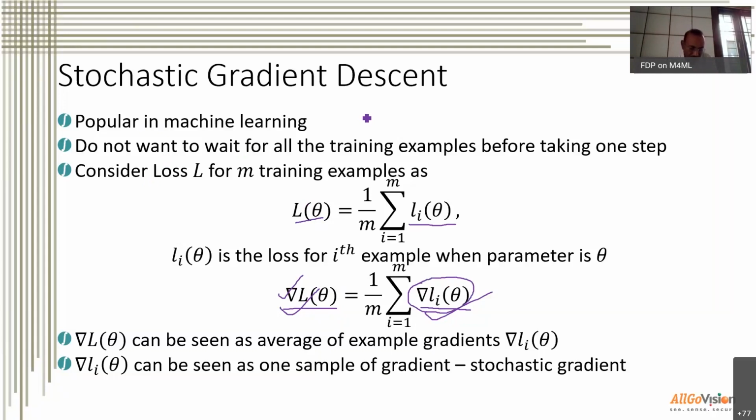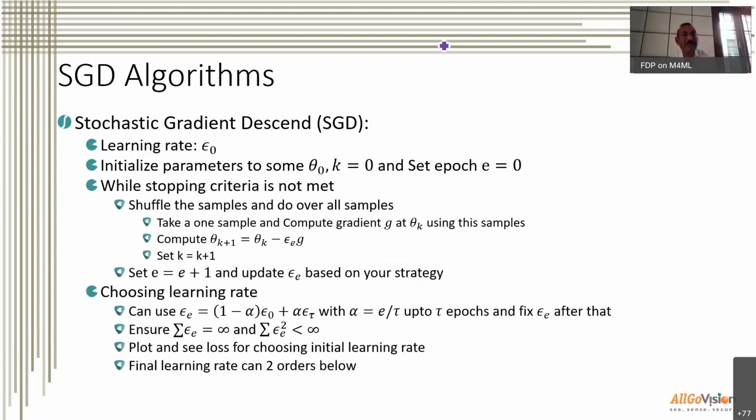Okay. So how does the algorithm fan out then? Let's look at this. SGD algorithm, we fix some learning rate epsilon 0, right? That's just similar to our lambda. And then we initialize parameters to some theta naught, okay? And then we set k equal to 0, the iteration counter, to 0, and we set the epoch to 0. What is epoch? Epoch is one round over all the examples, right?